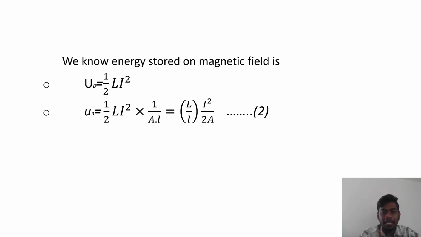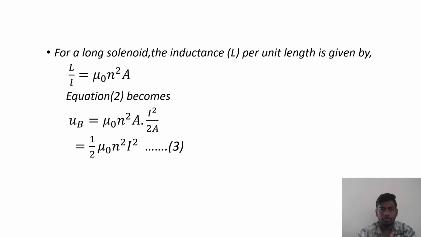We know that energy stored in a magnetic field is given by U_B equals half L I square. It is substituted in equation 1. That is, u_B equals half into L I square into 1 by A into l, which equals L by l into I square by 2A, and it is represented as equation 2.